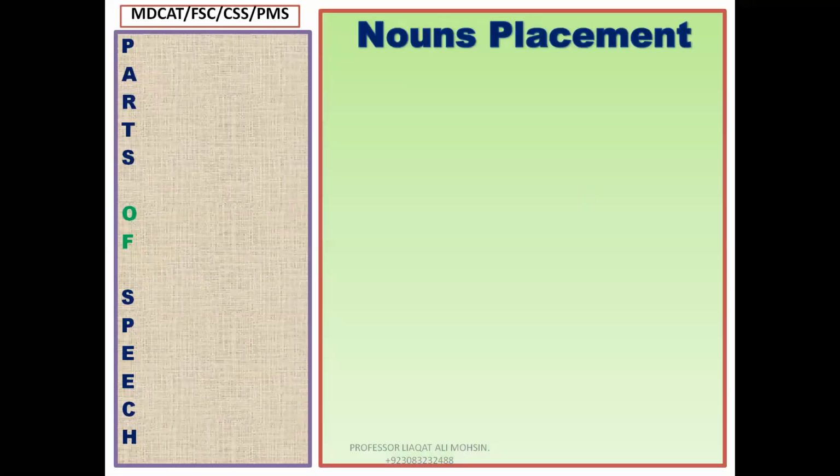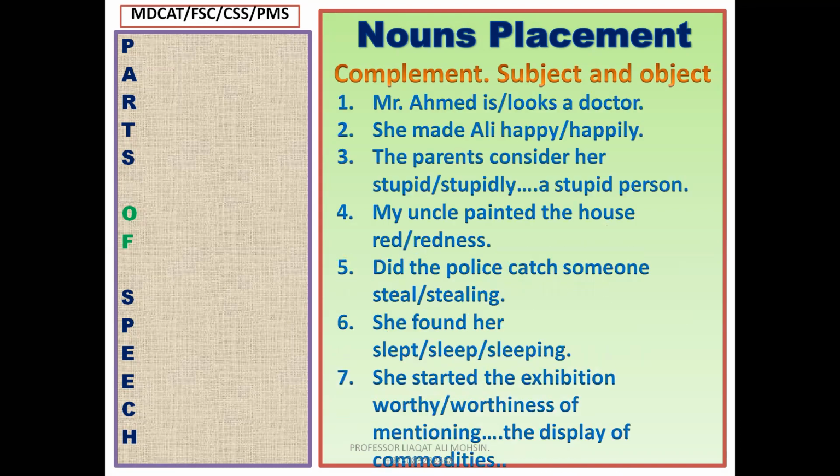Another function of the noun is complement. Complement means that it is completing something. Completing something means that it is adding something. Either it can add to a subject. If it is adding to a subject after a linking verb, it is called subject complement. If it is adding meaning to an object, it is called object complement.